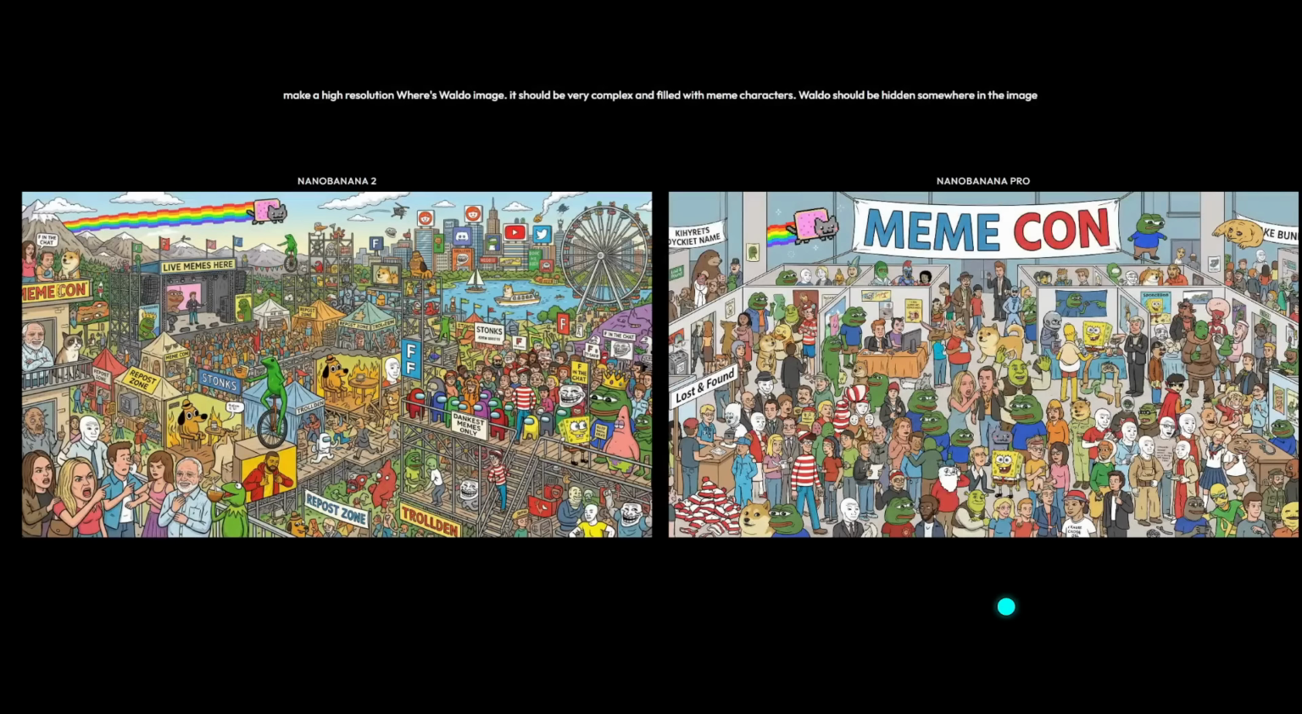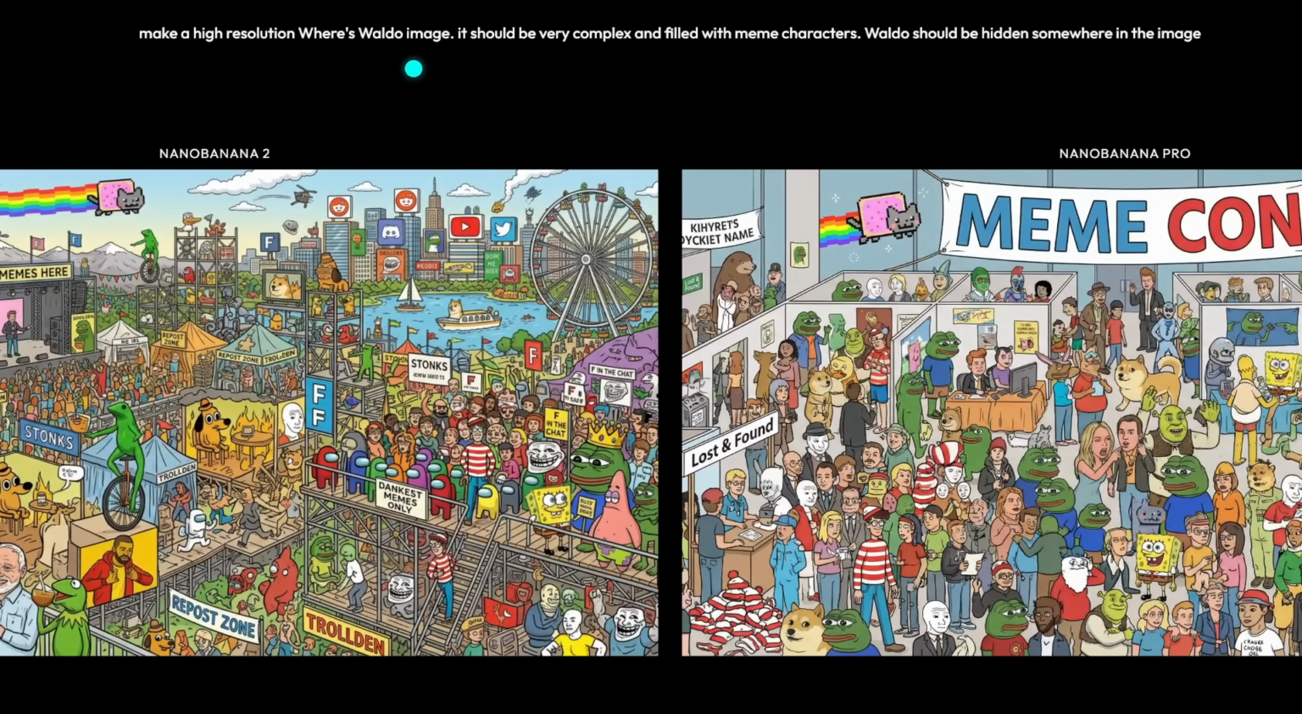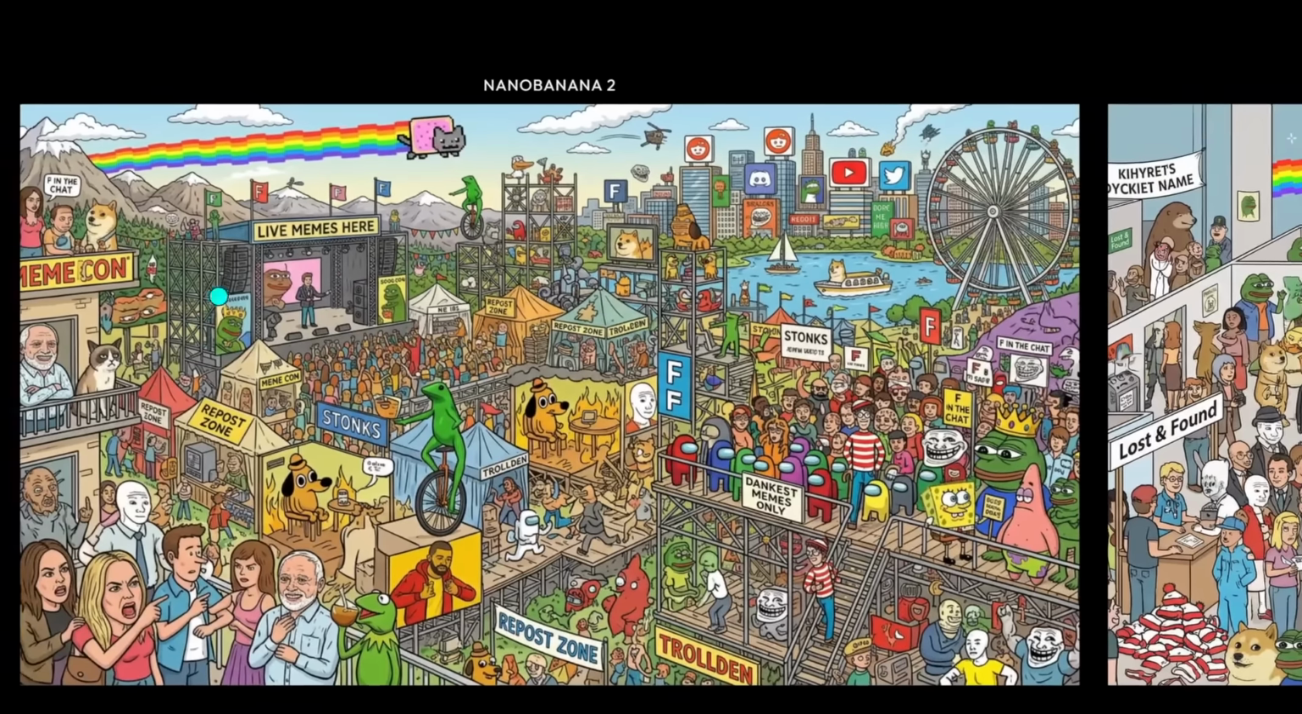Alright, here's another cool test on its world understanding. Here I got it to make a high resolution Where's Waldo image. It should be very complex and filled with meme characters. Waldo should be hidden somewhere in the image. So here's what we got from Nanobanana 2.